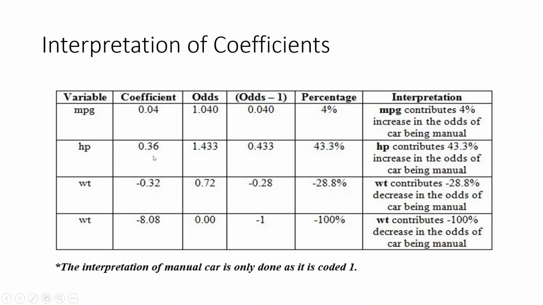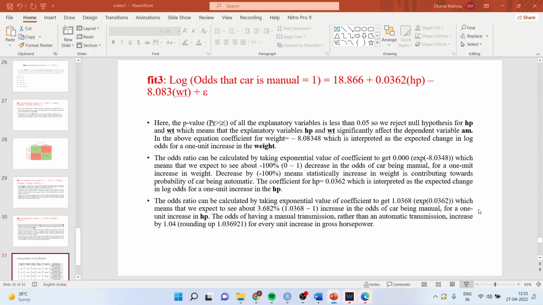For horsepower, take the exponential minus 1: 43.33 percentage contributing towards manual. Weight is negative, so here minus 0.28, a 28.8% decrease in the odds of the car being manual. I am saying a decrease in the odds of the car being manual, or in other words, it is contributing towards the car being automatic. The interpretation is done for the manual car only because it is coded as 1.